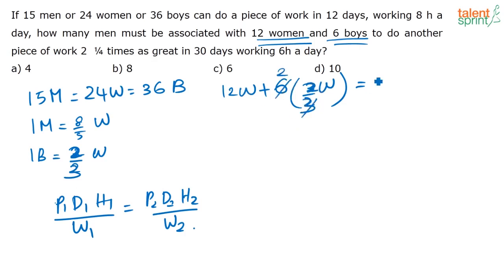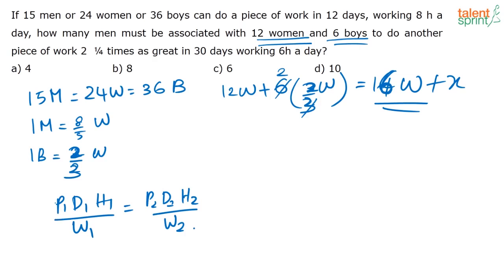So totally there are 14 women. So 12 women plus 6 boys is equivalent to 16 women. 2 2s are 4, 12 plus 4 is 16, okay. So 12 women plus 6 boys is equivalent to 16 women working, correct? Now plus some more women are working, right? That is the men whom we have to convert into women. We don't know how many are there, okay.